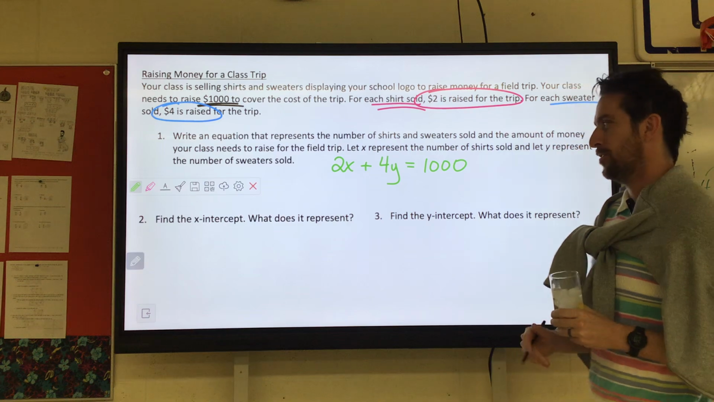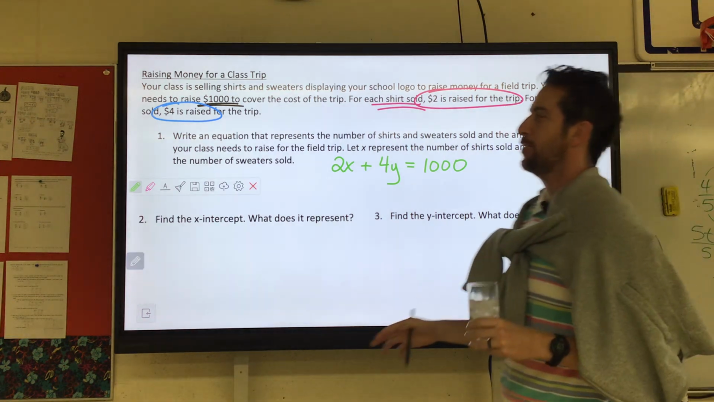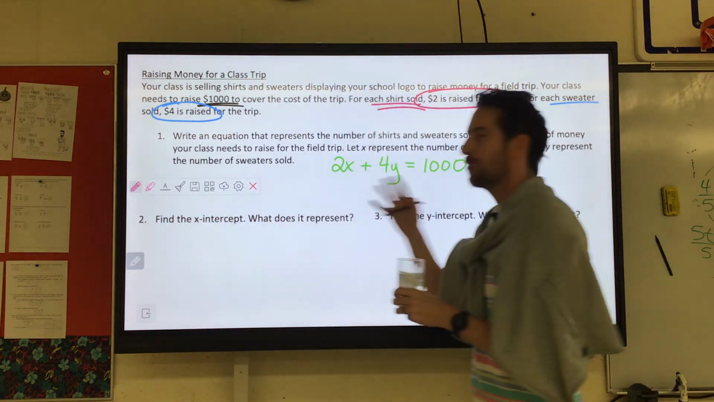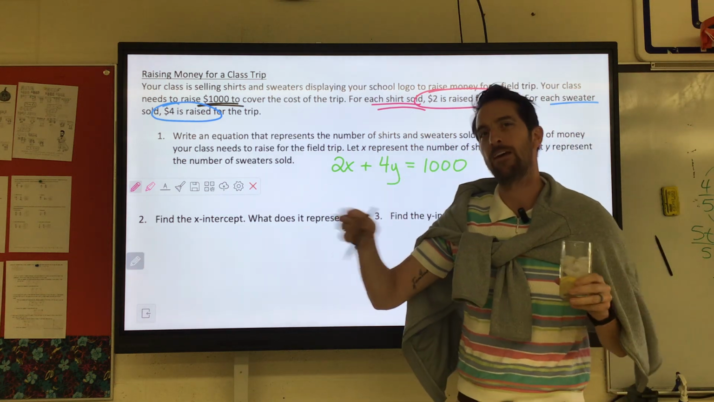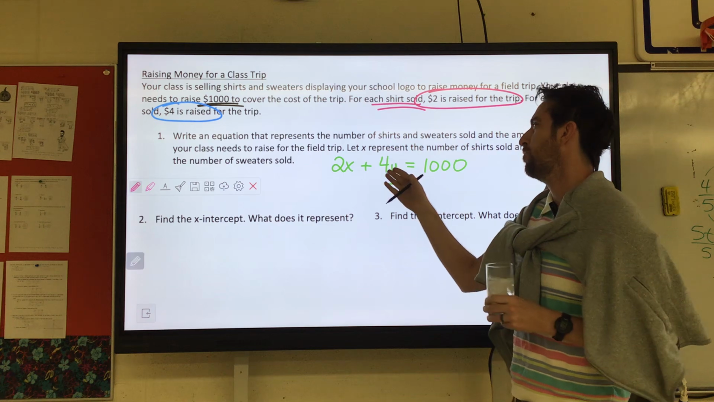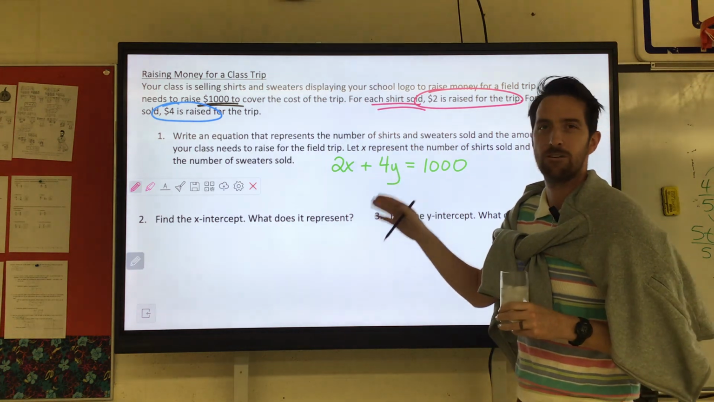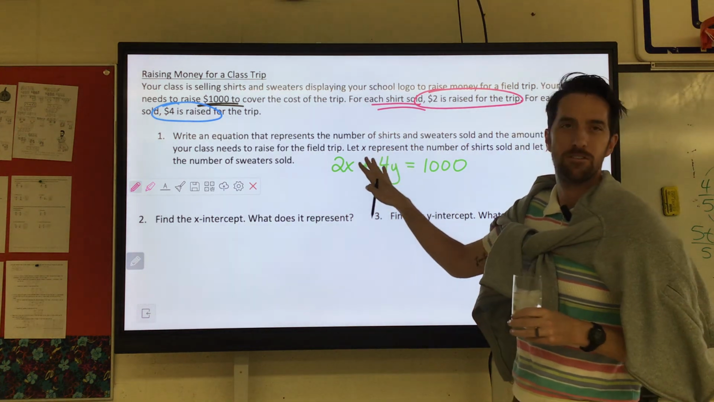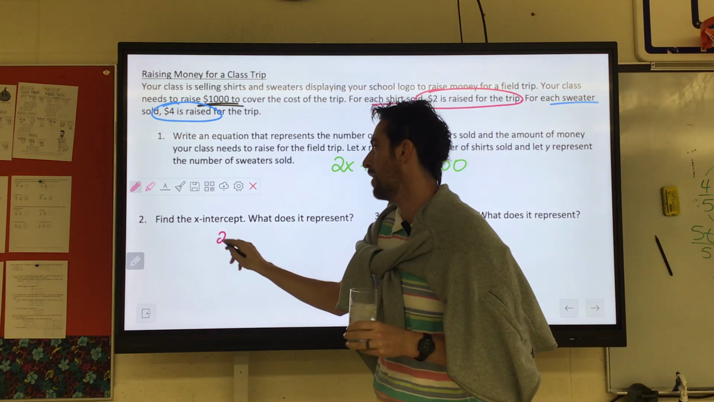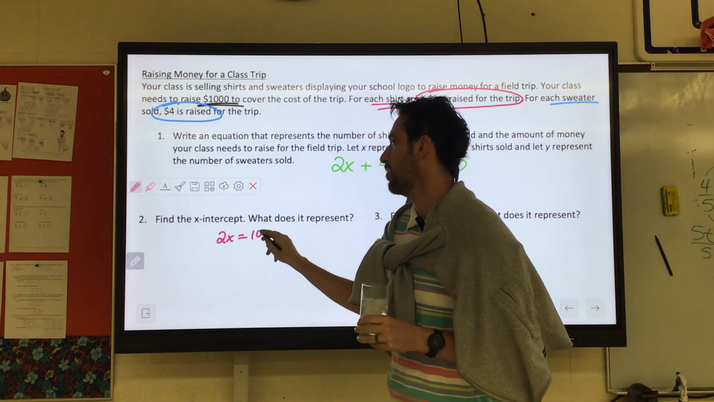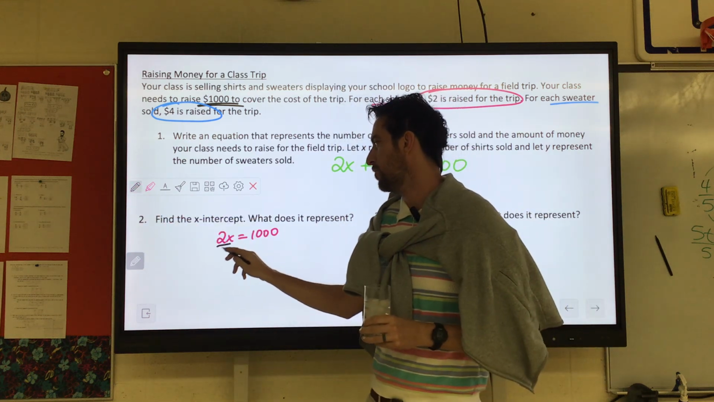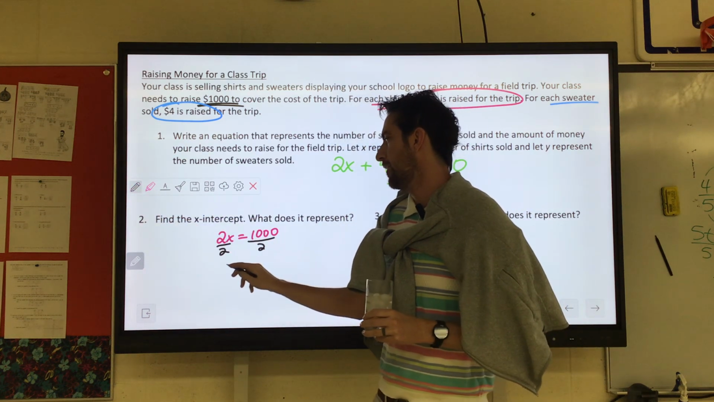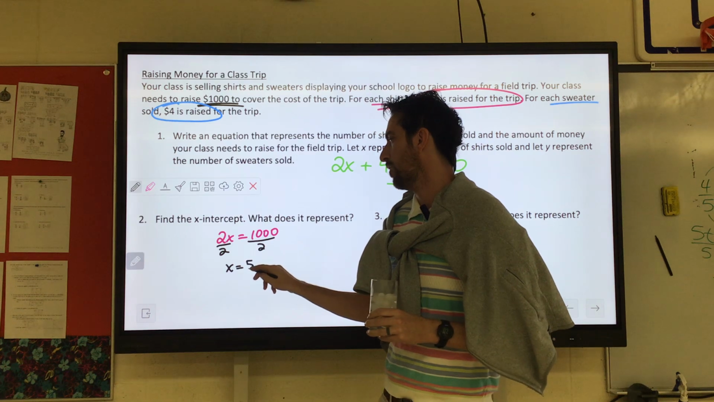Find the x-intercept. What does it represent? Now remember, to find the x-intercept in this form, standard form, you substitute in 0 for y and you solve for x. But if I put in a 0 for y, 4 times 0 is just 0, so the y's just disappear. So we'll just have 2x equals 1,000. Now obviously to solve that you would divide by 2, and that would give us an x-intercept of 500.